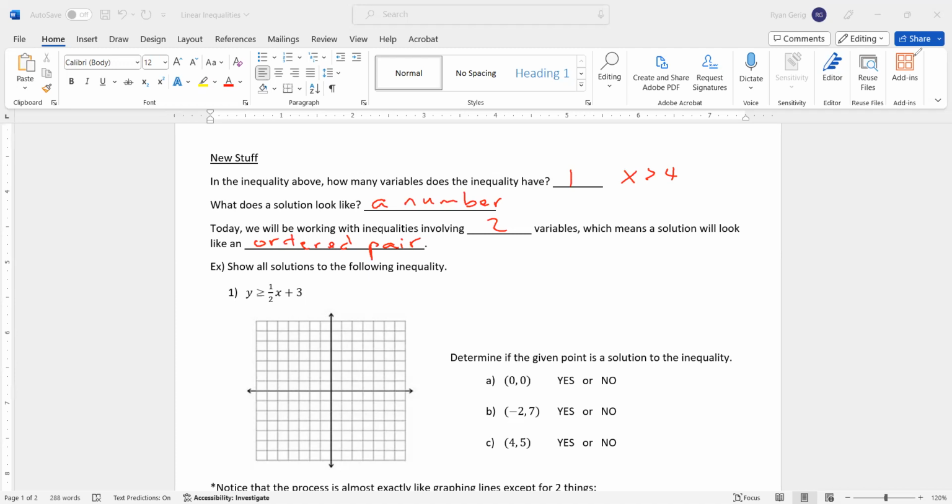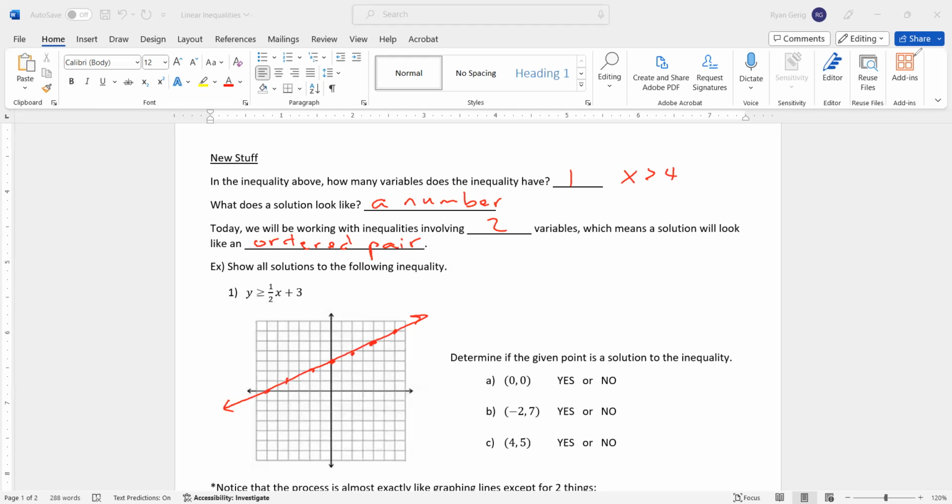y is greater than or equal to 1/2 x plus 3. Now, the 1/2 x plus 3 should look very familiar. That's the mx plus b part, right? The only change here is the sign, okay? So what I'm going to do is graph this just like I did earlier this unit. So I'm going to go up to 3. From there, I'm going to go up 1, right 2, and I'm going to do a few more. And then I'm going to draw the line. And earlier in the unit, that was done, okay?